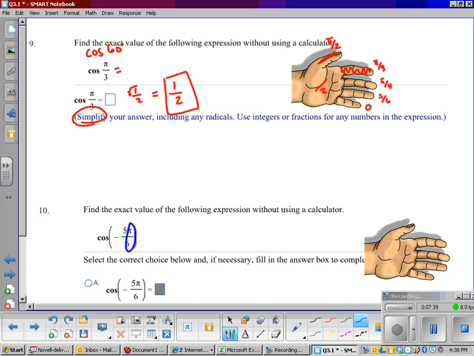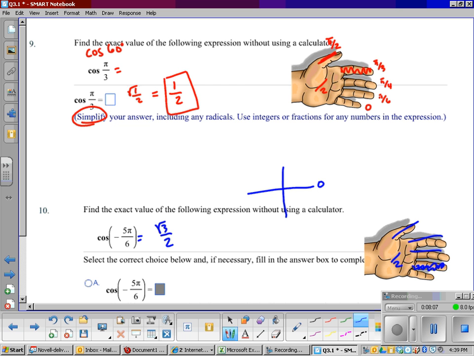Now, if we look at cosine negative 5 pi over 6, we can tell right off the bat that our reference angle is pi over 6, so that's the finger that we're going to use. And we can go ahead and get the value for this and then decide if that value is going to be positive or negative. So if I fold in my pi over 6 angle, and I'm looking for cosine, which is on top, I get the square root of 3 fingers divided by 2, and that's going to be the value.